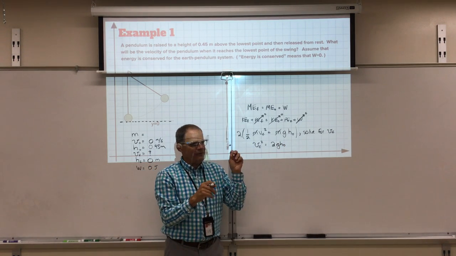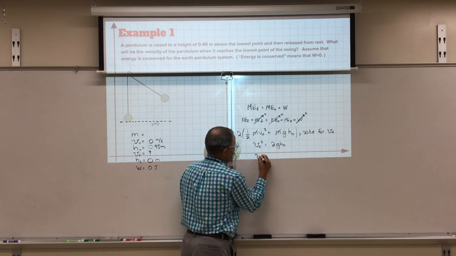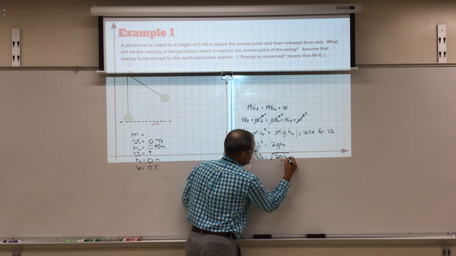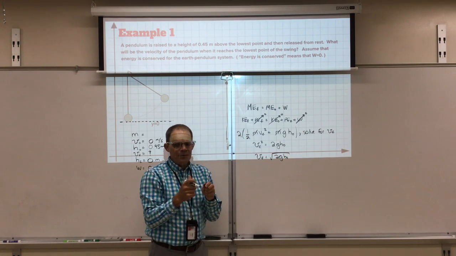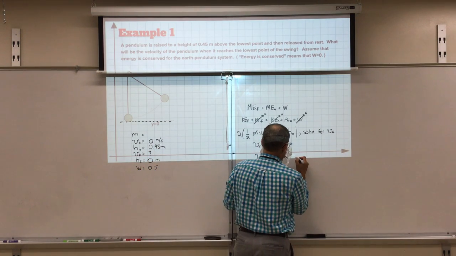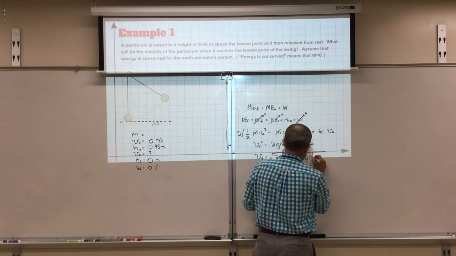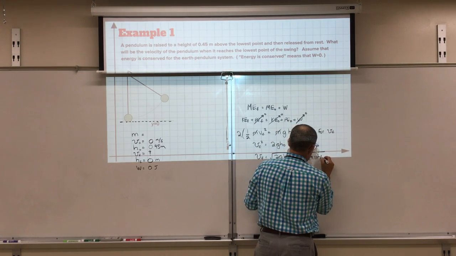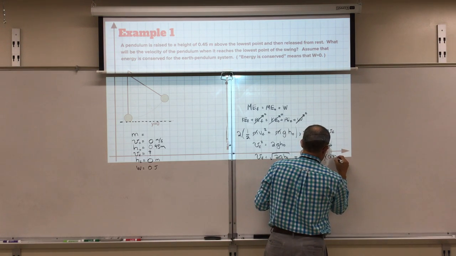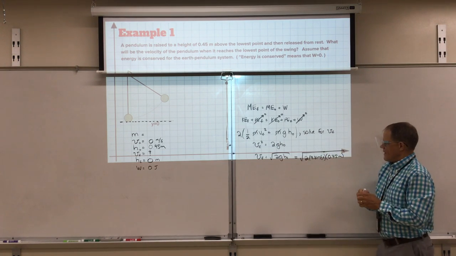I don't quite have v final yet. What do I got to do? Take the square root. So the final velocity will be the square root of 2 times g times the initial height. So grab your calculators. Let's see if we can agree on an answer here. Let's take the square root of 2 times 9.81 times 0.45.